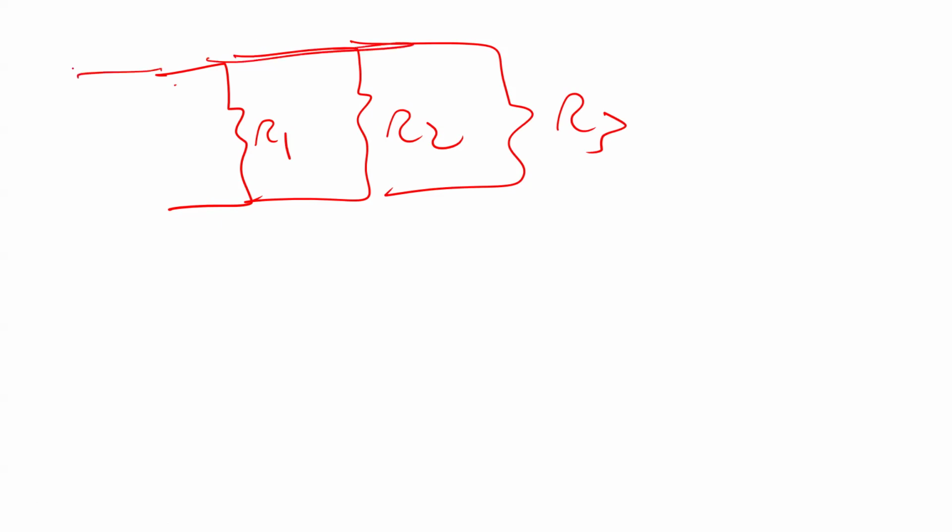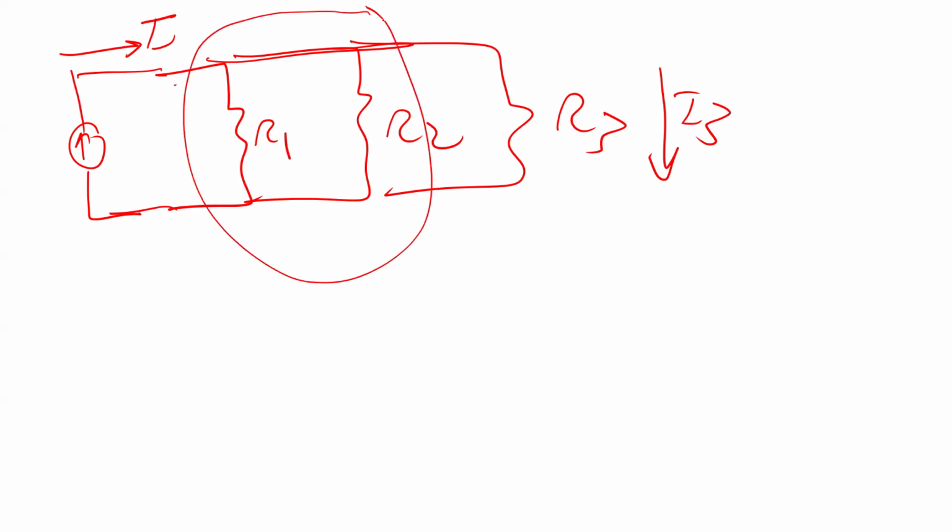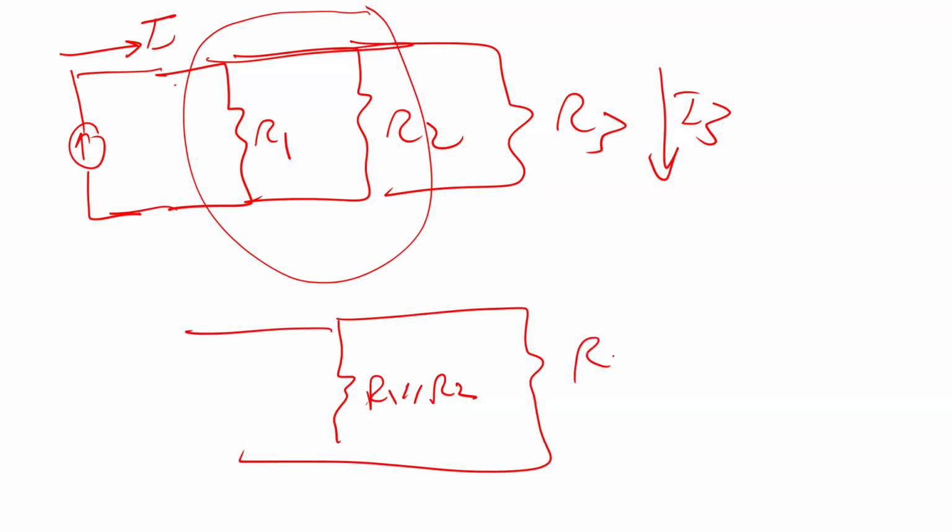This is a very good question. For example, I have here the total I. I want to get the current here, for example I3. In this case, I have two options. One option, I can replace these two resistors with an equivalent resistance. So it becomes R1 parallel with R2, and then we have here R3, and we have here I.